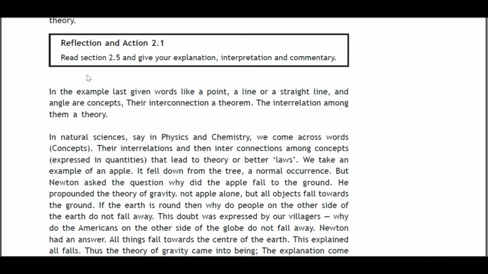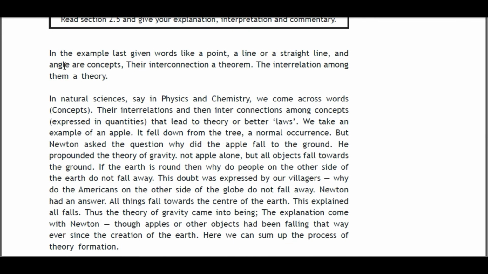Reflection and action. Read section 2.5 and give your explanation, interpretations and commentary. In the example last given, words like a point, a line or a straight line and an angle are concepts. Their interconnections are a theorem, the interrelations among them a theory. In natural sciences, say in physics and chemistry, we come across words, concepts, their interrelations, and then interconnections among concepts expressed in quantities that lead to theory or better, laws.